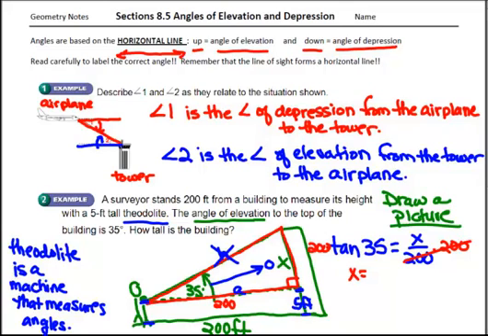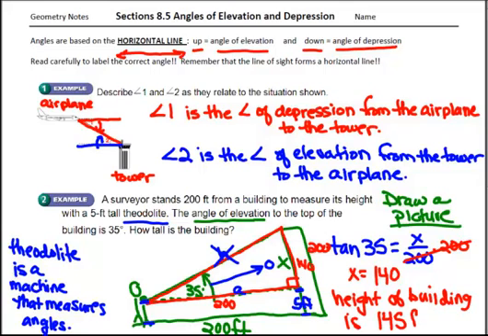And when you solve this equation by multiplying both sides by 200, you find out that your value of x is equal to 140. Remember, this is not your answer. You found this is 140. We still have to add it to the 5. So the height of the building is 145 feet tall. And now I have my problem.